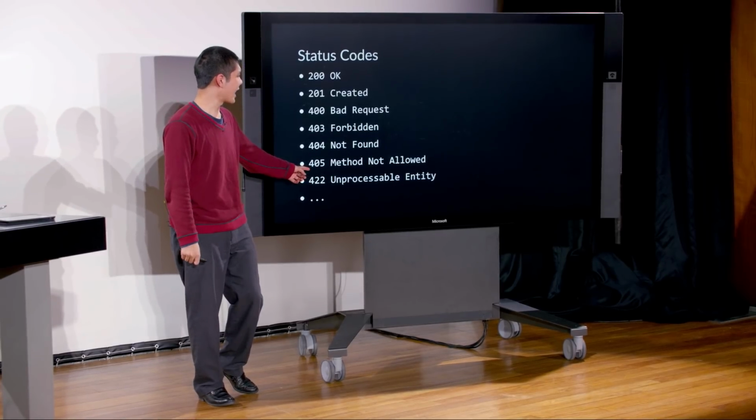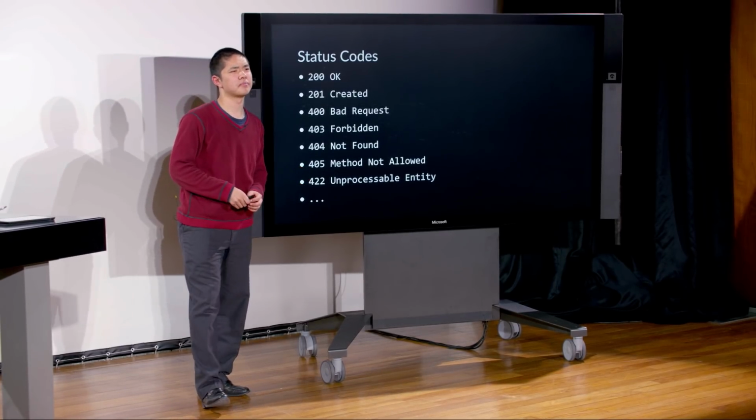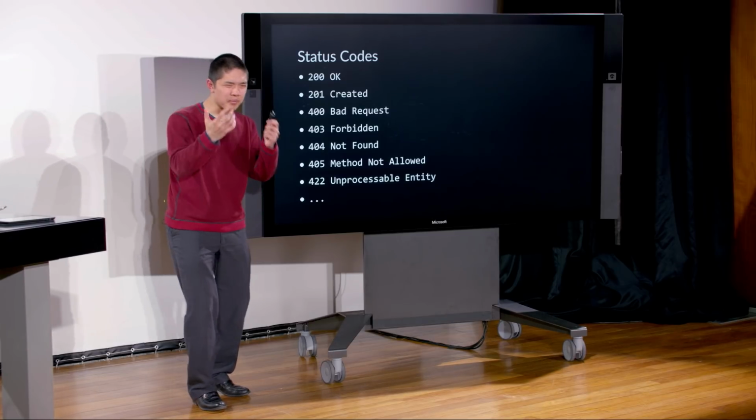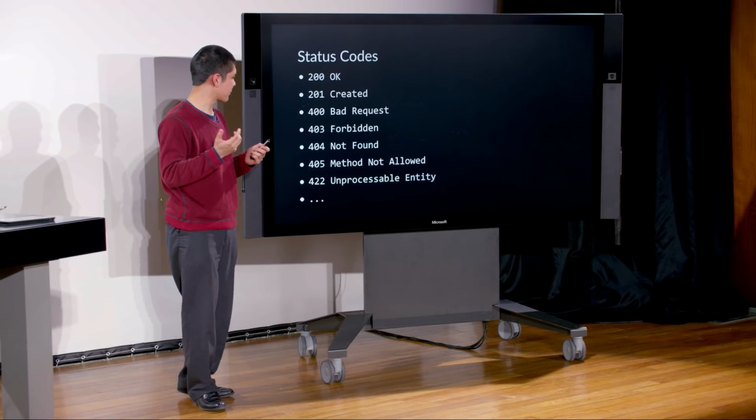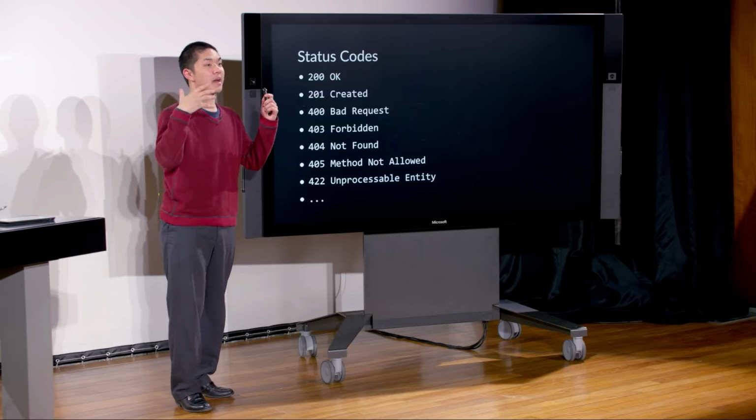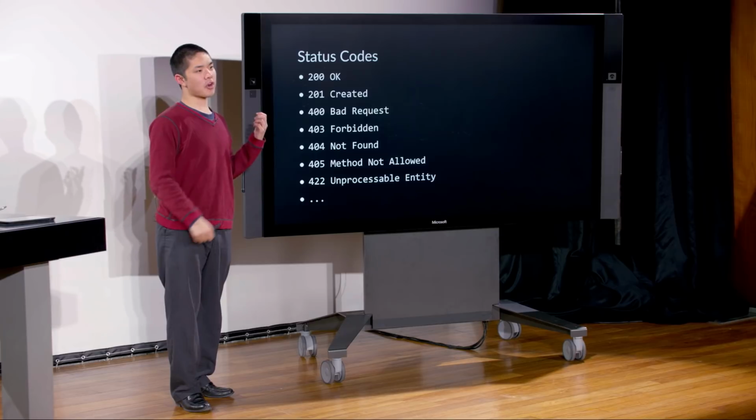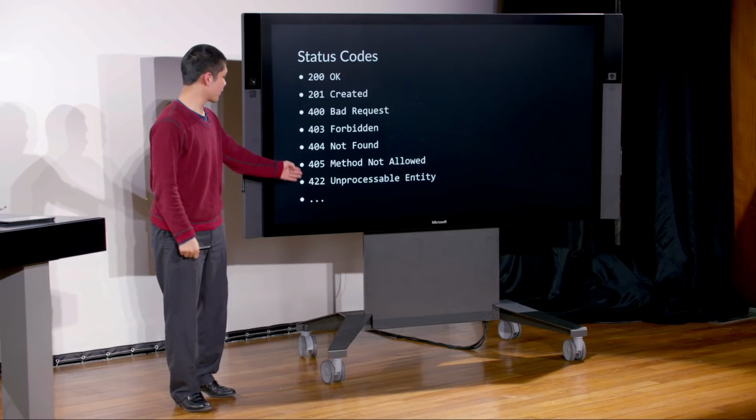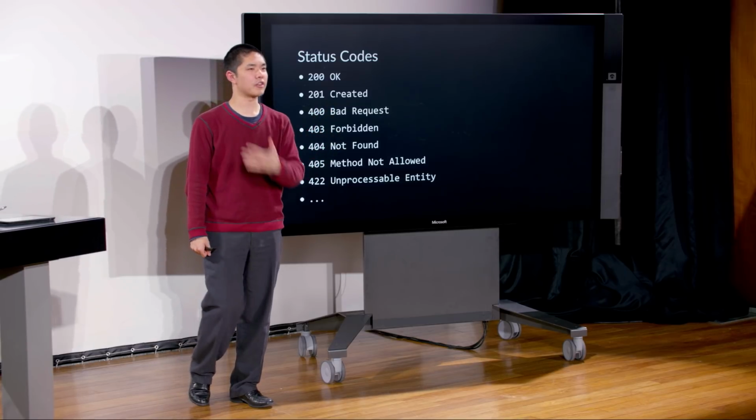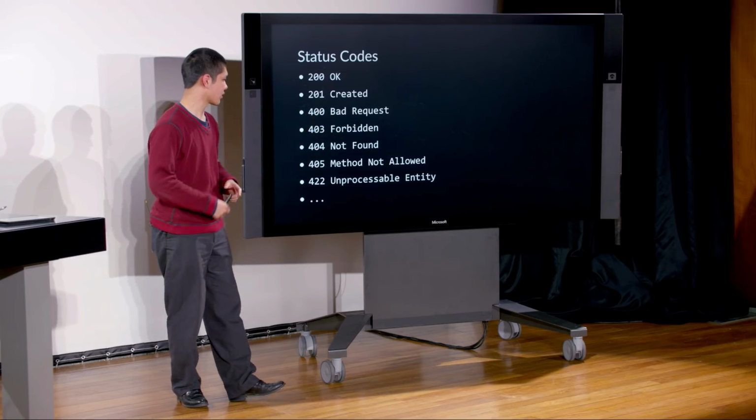405, method not allowed. Any ideas what that one might be? Yeah, so GET and POST were the request methods we had before. And if I have an API route that only accepts GET requests, and I try to make a POST request to it, I might very well get a 405 error, method not allowed, because you can't make a POST request if the API is only accepting GET requests.